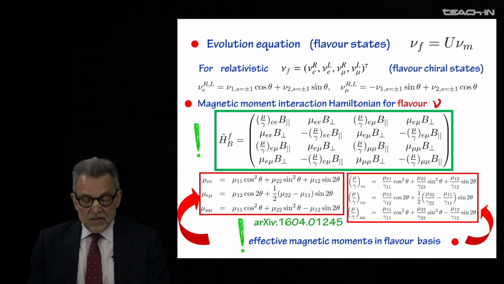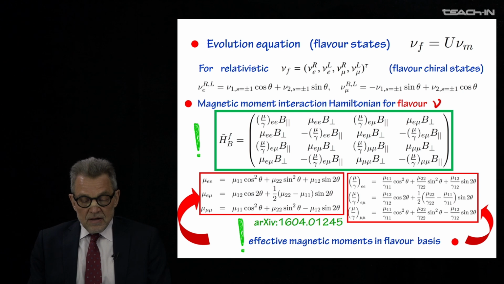So then, to go further, if we make a transition to the flavor basis using this connection between the mass states of neutrinos and the flavor states via the mixing matrix, then in the flavor basis we get this particular effective interaction Hamiltonian for the flavor neutrino states, also accounting for interaction with the longitudinal and transversal magnetic field components.